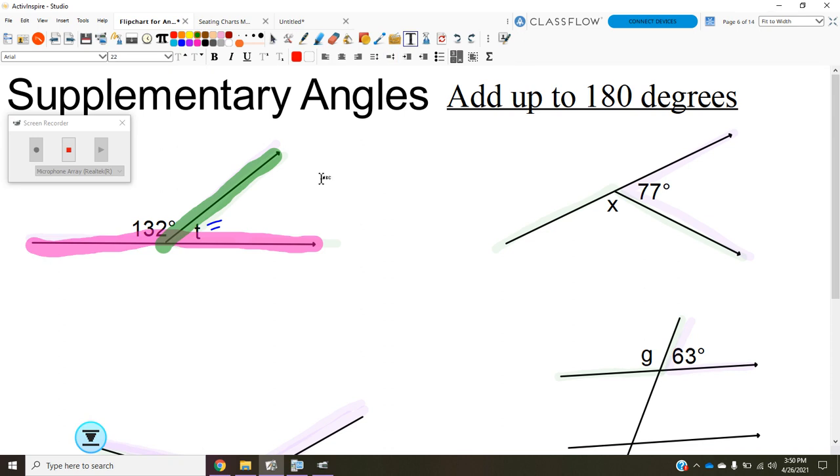So in order to solve this, we're going to take 180 degrees, which is the whole thing, and subtract out 132 degrees. And that's going to give us our answer of 48 degrees.